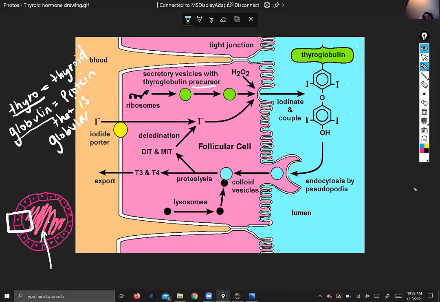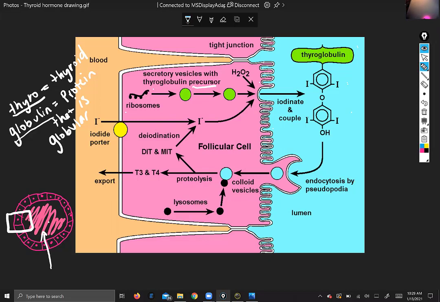So we've got endocytosis by pseudopodia, which just means pretend foot. That's all pseudopodia means. That's what we call it when a cell reaches out a part of its membrane and basically noms something up.